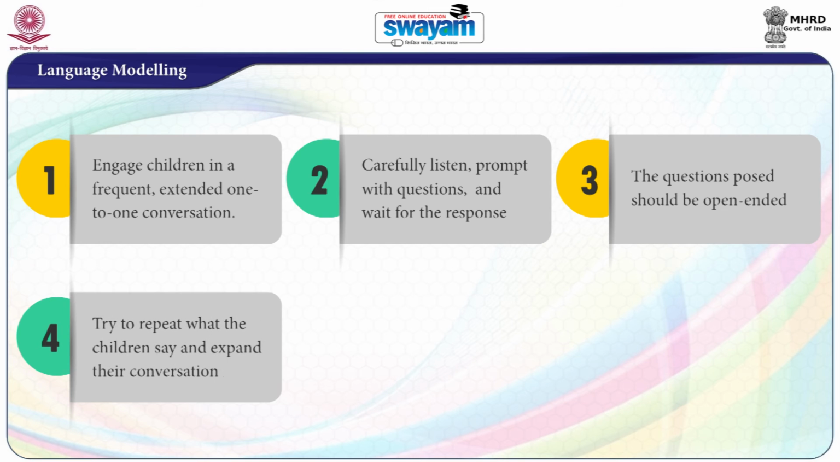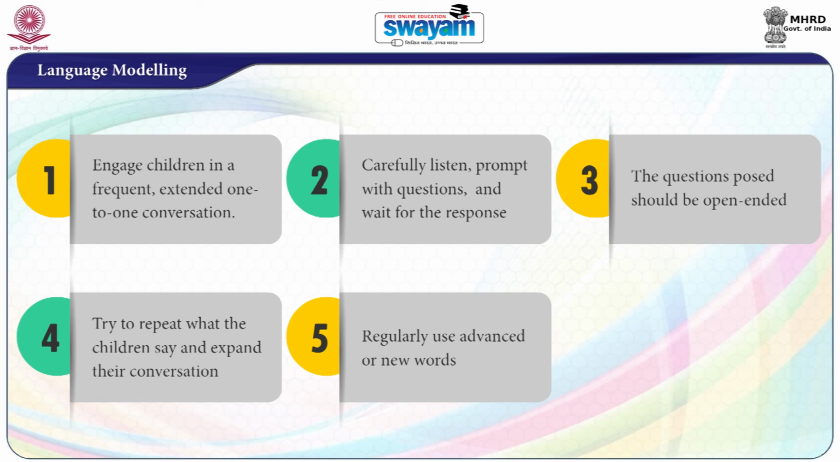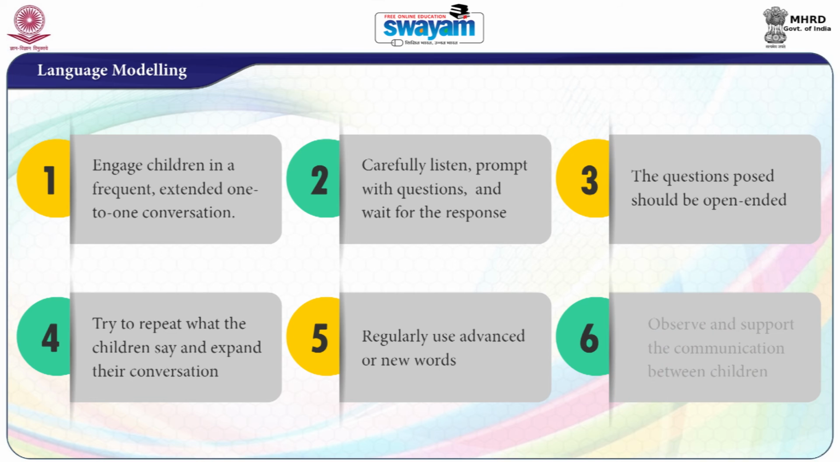The next way is to try to repeat what the children say. At the same time, expand their conversation. Then also regularly use advanced and new words that the child doesn't use to converse. The last is to observe the communication between children and provide support for the same.